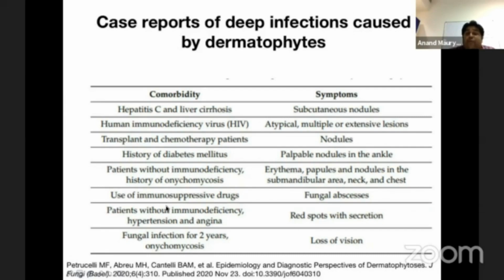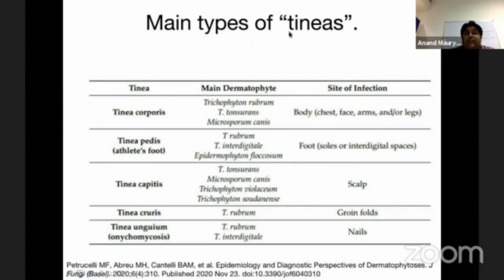With the use of immunosuppressive drugs, there are fungal abscesses. Fungal infection of the nail is onychomycosis. In the case of loss of vision, there are case reports of deep infection caused by dermatophytes. Now, what are the types of tinea?